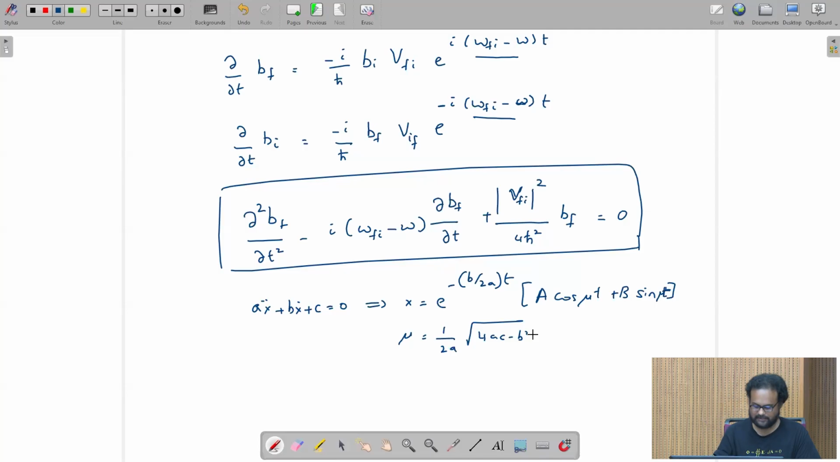So what we are finally interested in is P_f, which is the probability of finding my state in f at a given time t, which will be simply this. Make sense?